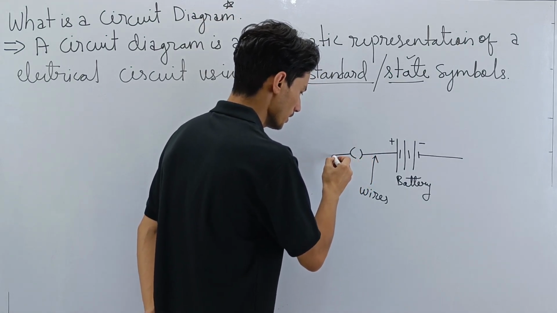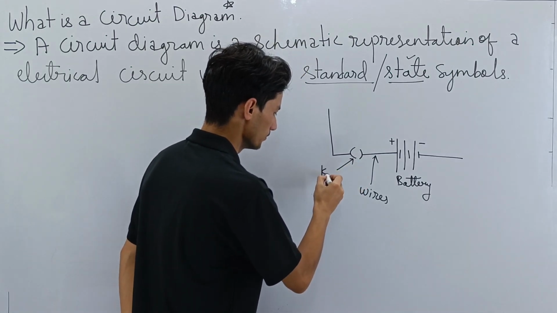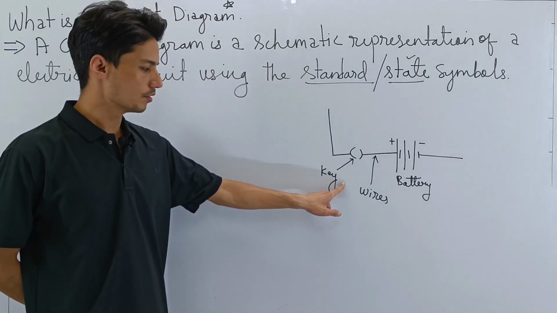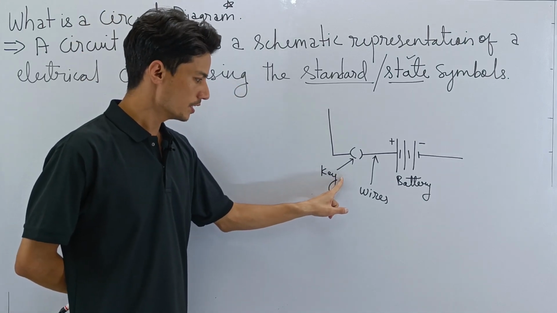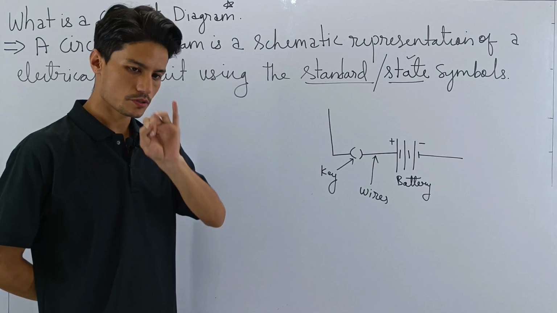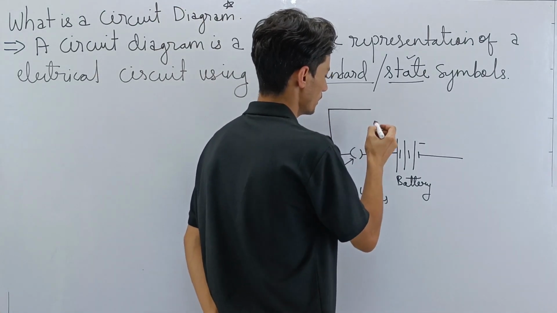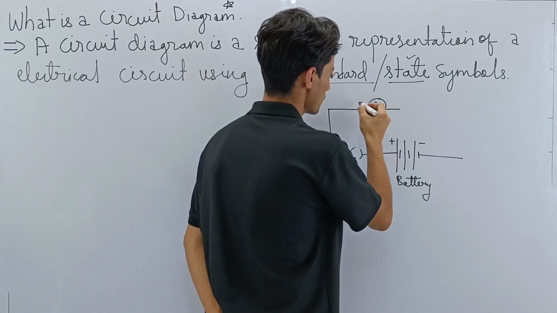Okay, and then let's continue. So what is this? This is the key or the switch. This is also one of the components in the state symbols. So we have already used the key and the battery, two we have used. Okay, the wire is here. Next we go ahead, and I can use a bulb, isn't it? So let me use a bulb. This is the other component.